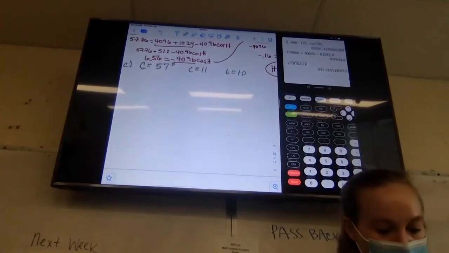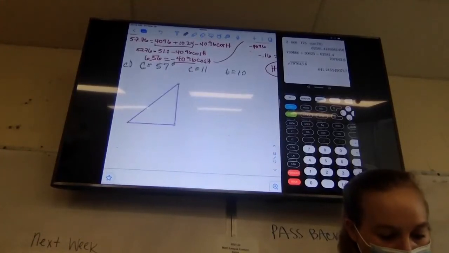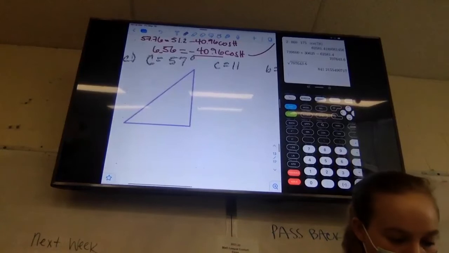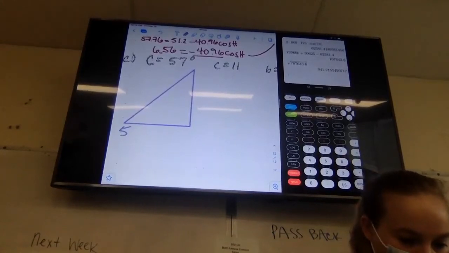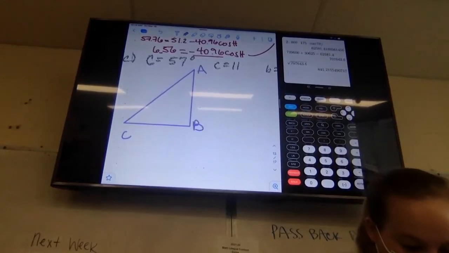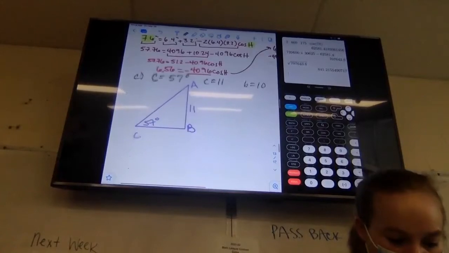So let's start by drawing a picture. I'm going to draw a picture of this example. I do not care how you label this picture. I've got C, and I think I've got A and B. So C is 57, little c is 11, and then little b is 10.